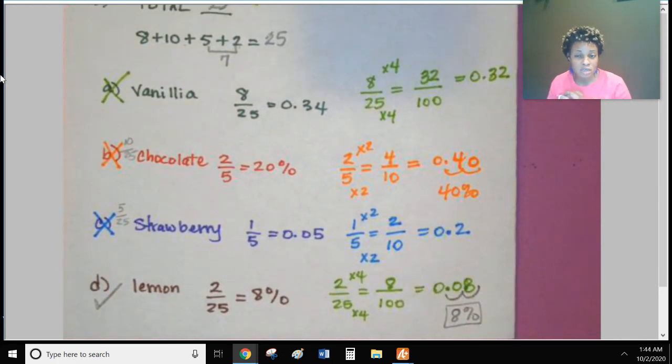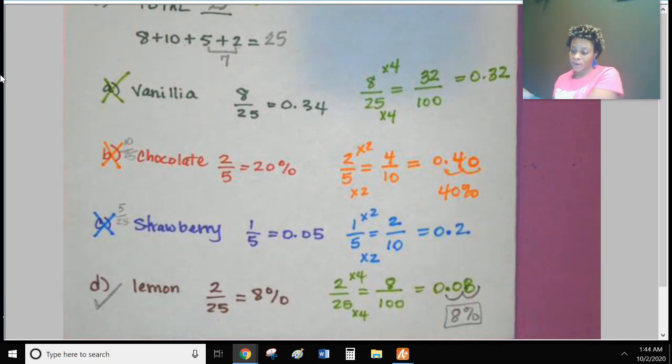So it seems like it took a little bit of work, but it really wasn't that long. It wasn't hard. Again, for chocolate and strawberry, you could have used your hand and eliminated those quickly. For vanilla, you could have multiplied that 25 times 4 in your head and knew that 4 times 8 was 32 and done that quickly. So the answer is lemon.